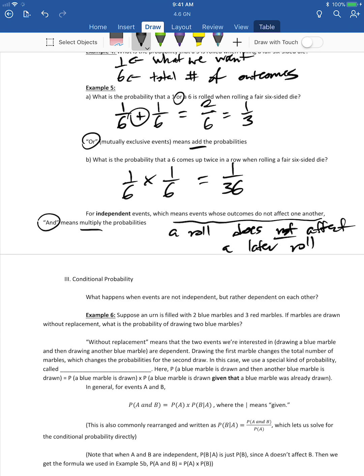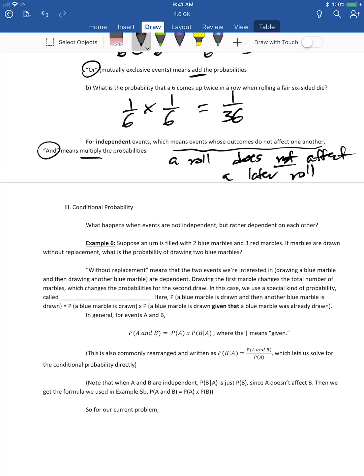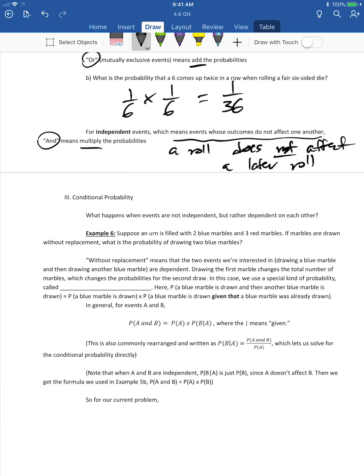But what happens when those events are not independent? What if they're dependent on one another? Then there's another kind of probability that we need to talk about. The last thing we're talking about in this section, the last thing we're talking about in this unit. So let's look at an example to understand what we mean by this.